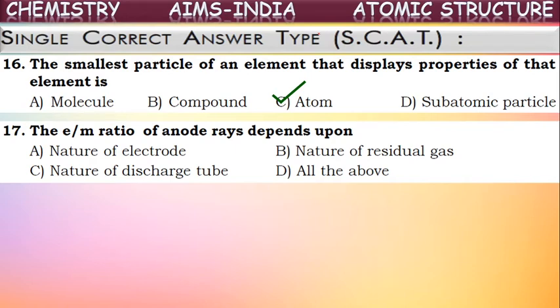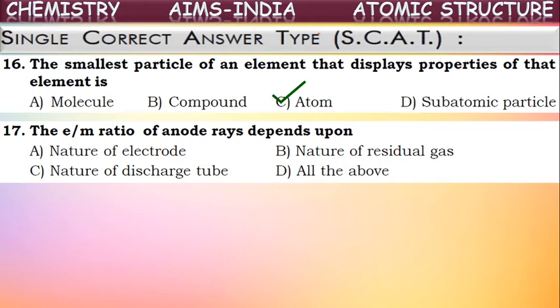Next, the E by M ratio of anode rays depends on what? What are these anode rays? Actually, Goldstein discovered these anode rays with the same kind of experiment which was performed by J. J. Thomson in the discovery of cathode rays. But he used the screen behind the cathode. So he observed that some particles are being emitted from the anode side and passing towards the cathode side. So he called these rays anode rays, positive rays, because they are moving towards the negative electrode.